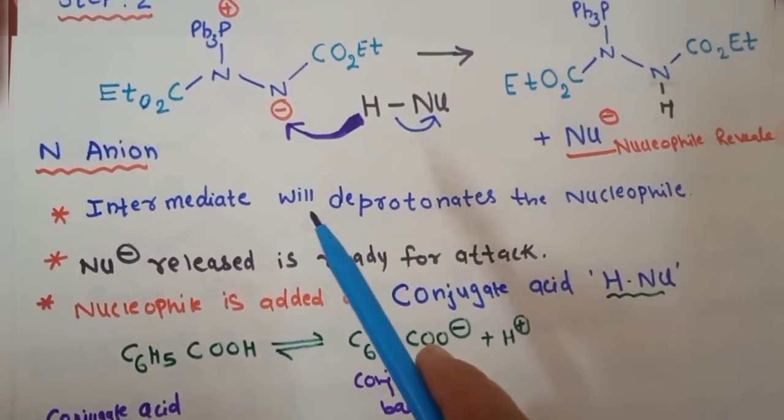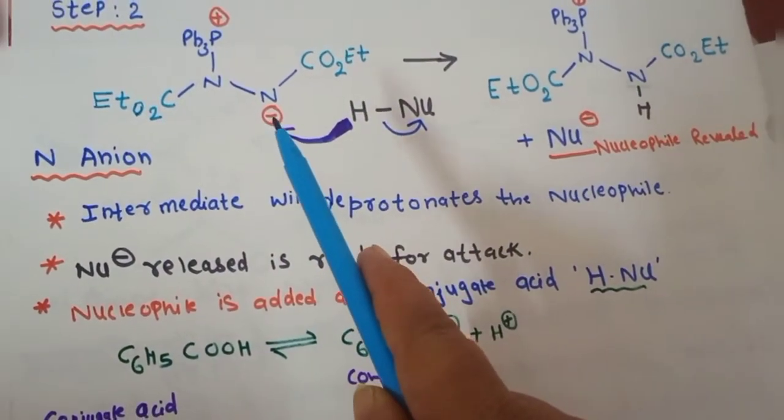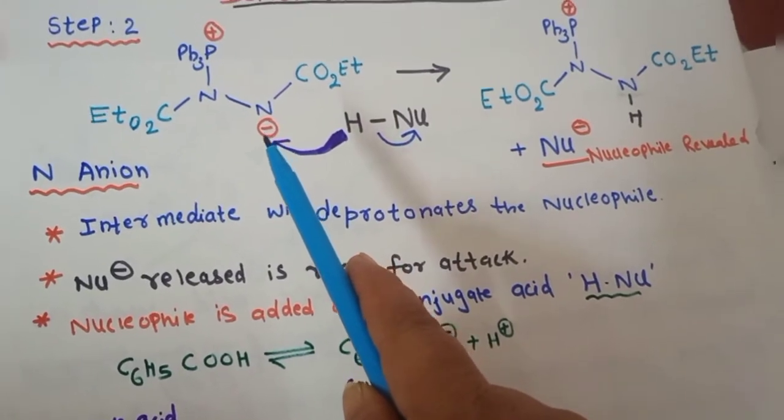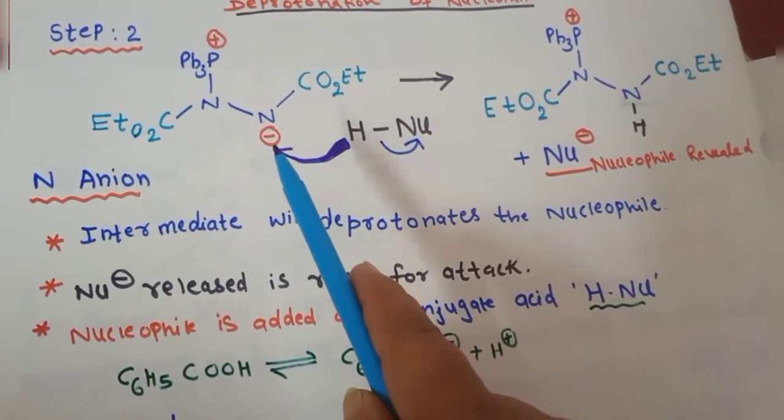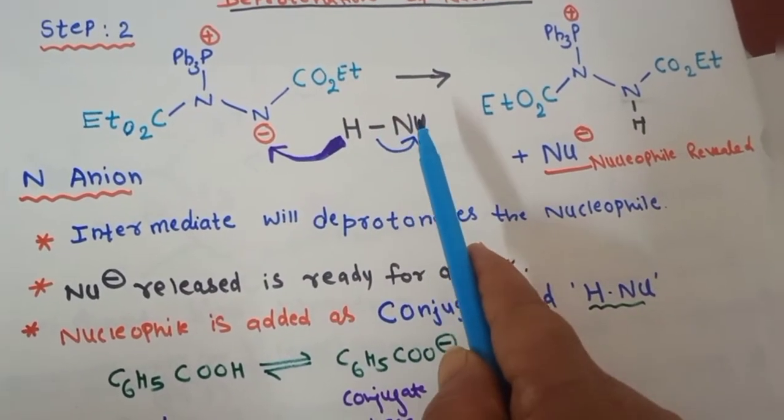Now in the second step, this intermediate will deprotonate the nucleophile. It will take the proton, and here the hydrogen will get attached. Simple: this hydrogen will get attached and this nitrogen minus charge will be neutralized by this H plus, and so the minus charge will go on the nucleophile.